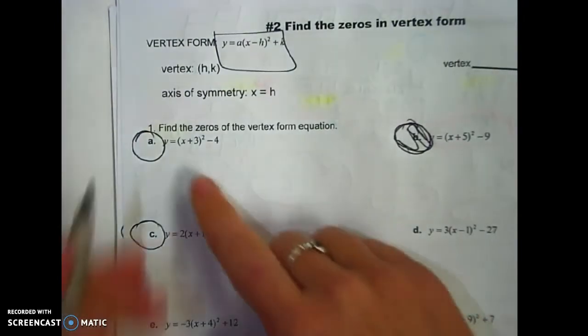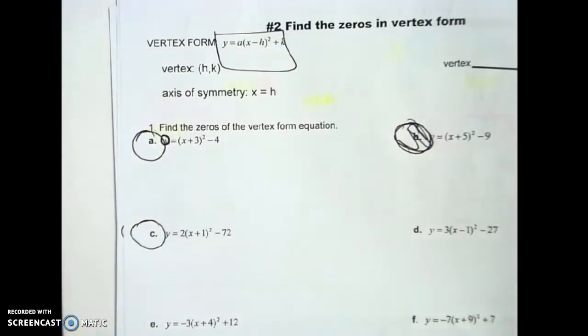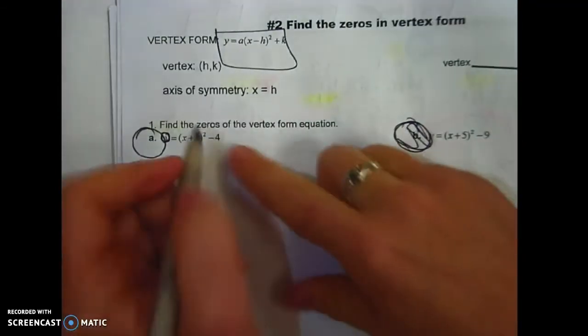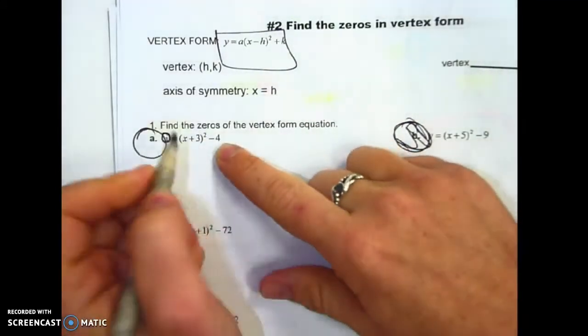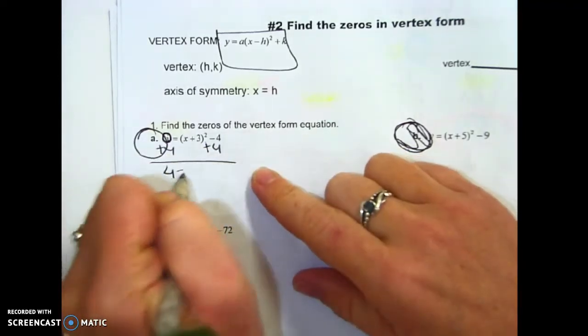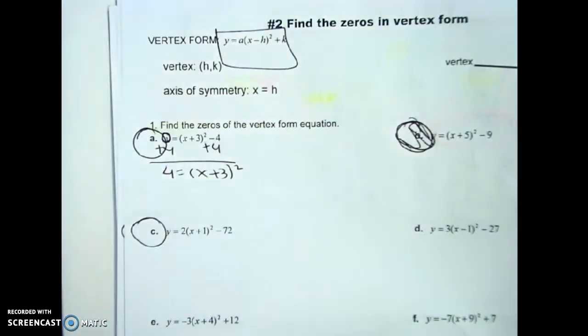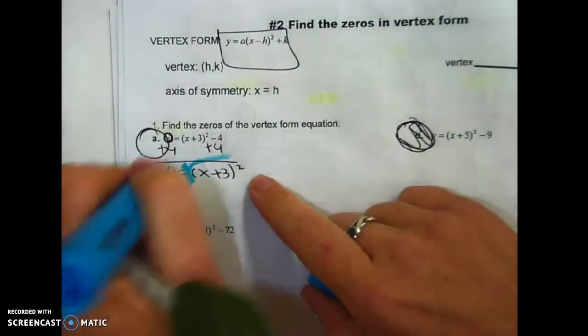So what I'm going to do with all of them is they all say equals 0. So when I see a y, I'm going to put 0. So I'm going to solve by first taking care of whatever's on the outside. So I'm going to add 4, add 4. Once I am just left with parentheses, my issue is that squared, I'm going to square root.